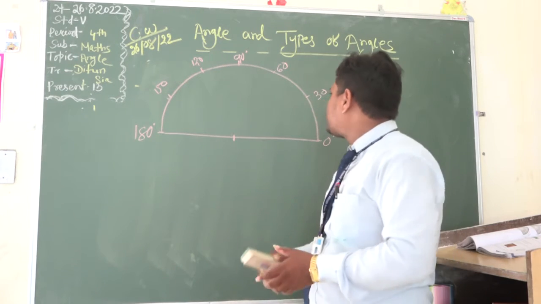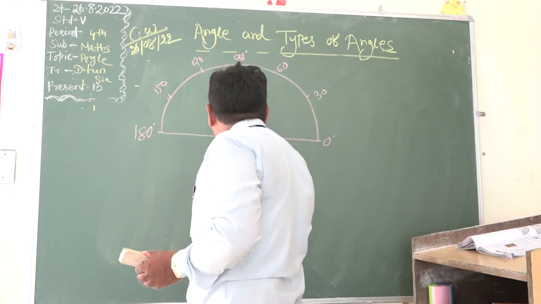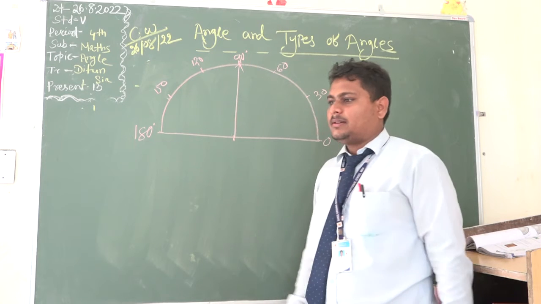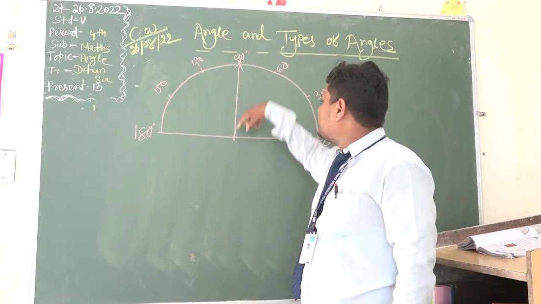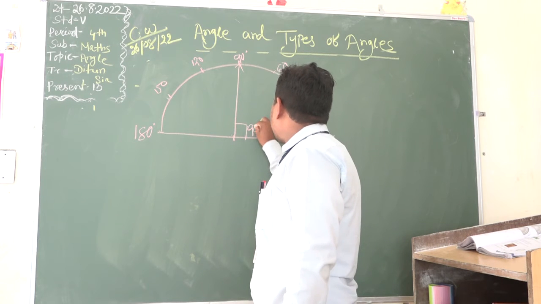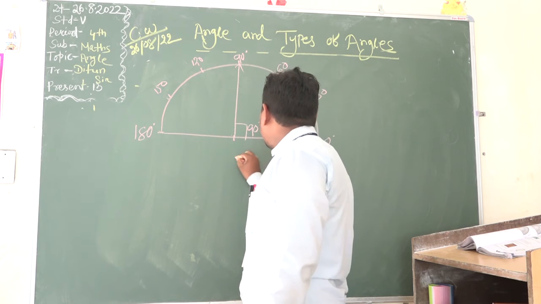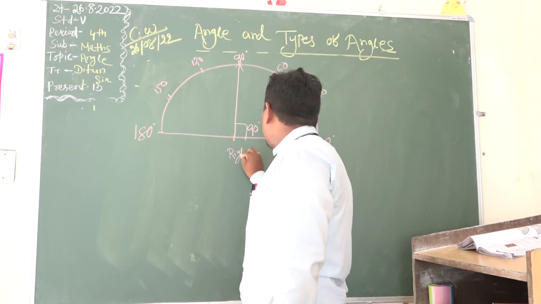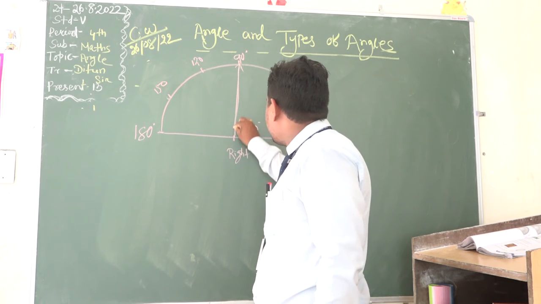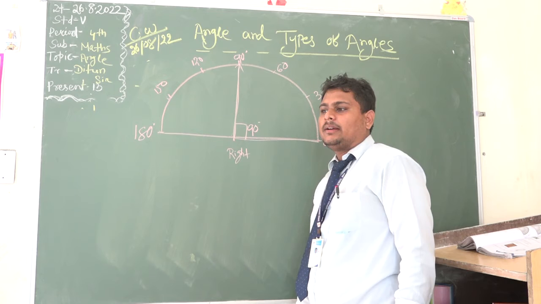So see, we draw one line from here and one line from here. Then which angle is it? 90 degree means which angle? 90 degree means right angle. The two lines are perpendicular. When this line and this line make the angle, that is known as the right angle.